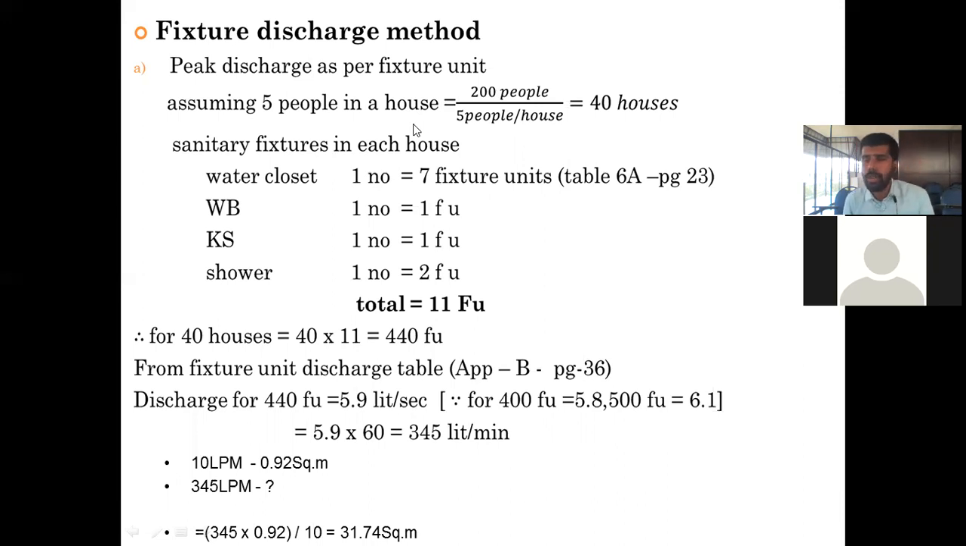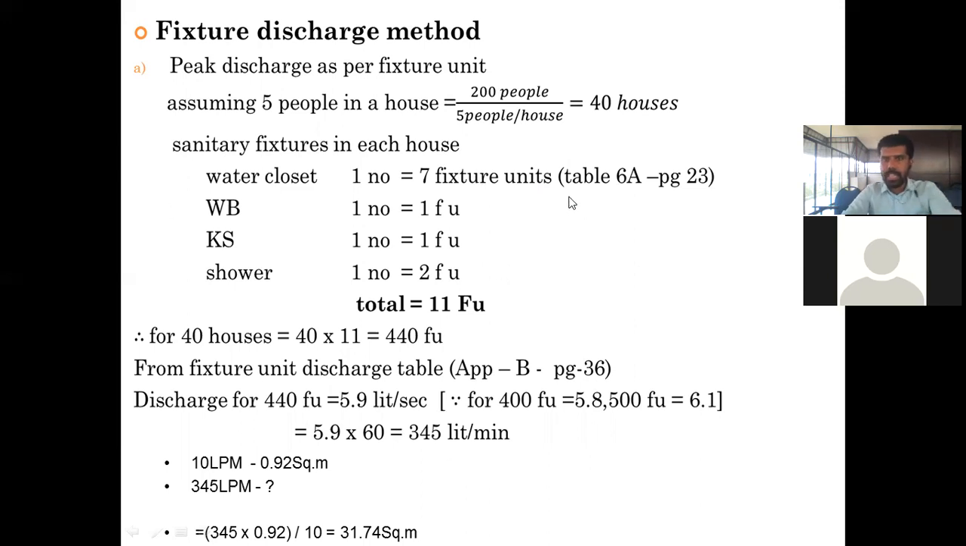So you just assume that there are 5 people in a house. So how many houses will be there? 200 divided by 5 people per house, it is 40 houses. Just assume 40 houses are there. So sanitary fixtures in each house, it is given in table 6A, page 23. There will be water closet, wash basin, kitchen sink, and shower.